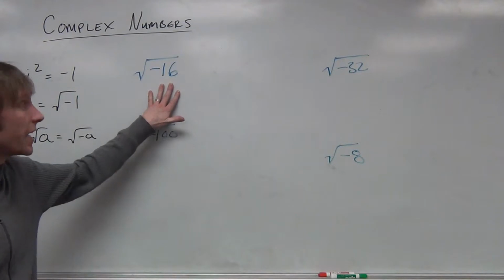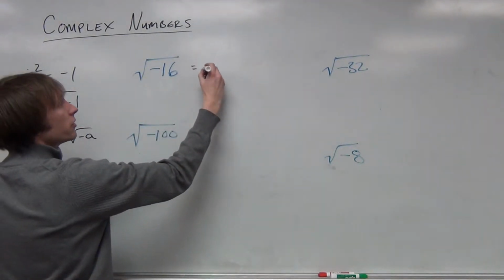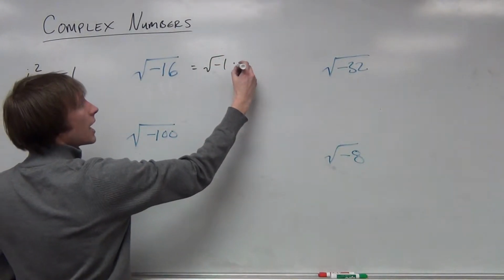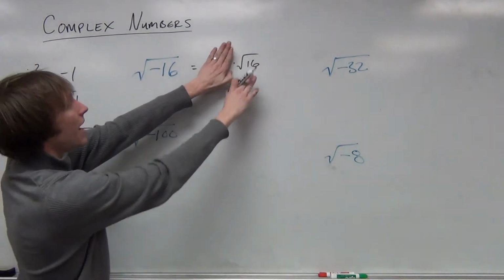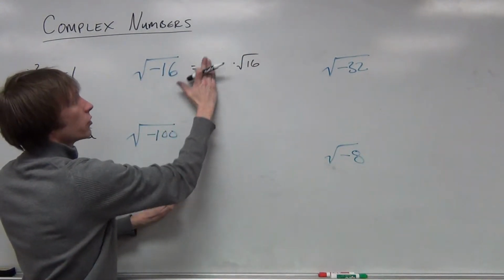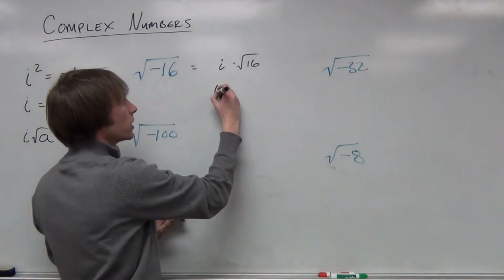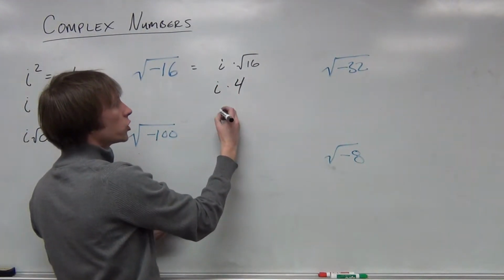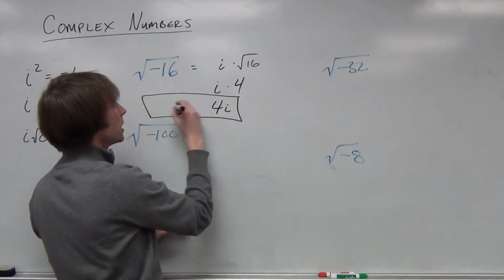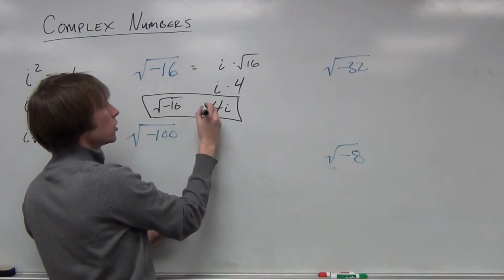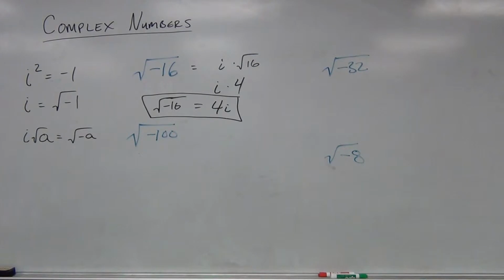When we take the square root of -16, by this property, we understand that this is the square root of -1 times the square root of 16. We'll separate this out as i times the square root of 16. Now the square root of 16, we know that is 4, so we have i times 4, which we are going to write as 4i. The square root of -16 is equal to 4i.